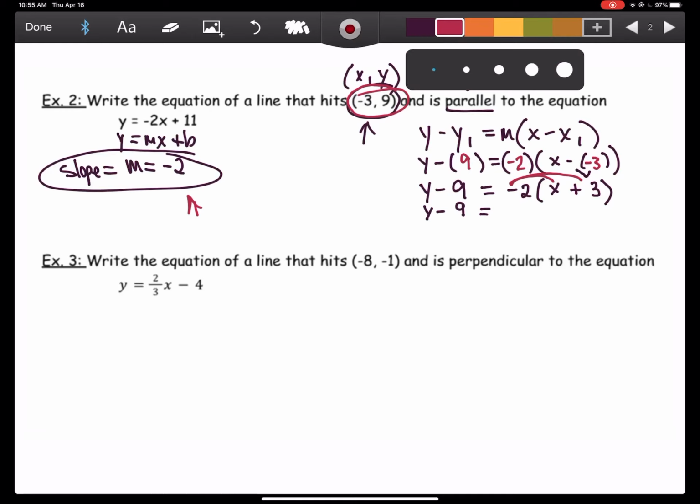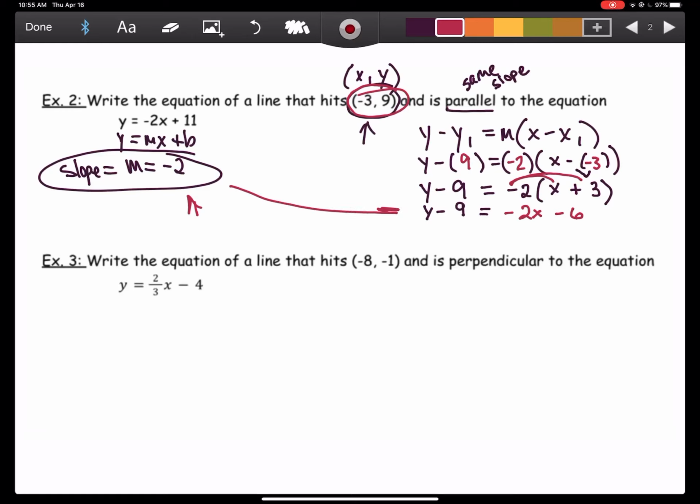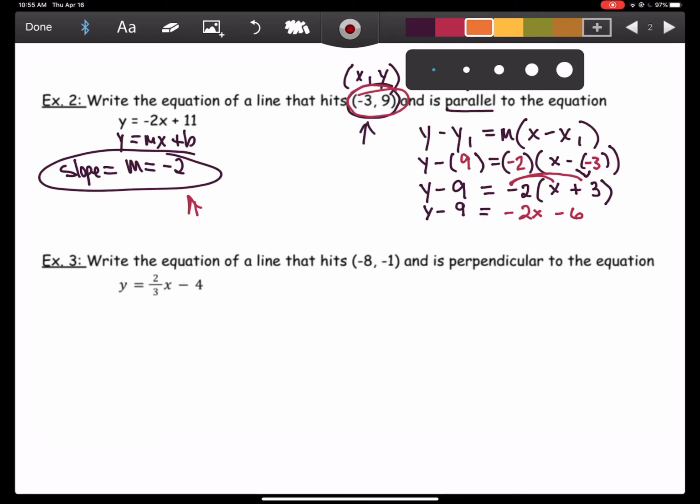And our distribution work is negative 2x minus 6. And we're almost there. Notice again, these are not quite the same yet, right? Y equals mx plus b is not quite the same yet as where I am. So I need them to be the same. I need y to be alone. So I'm going to add 9 to both sides.